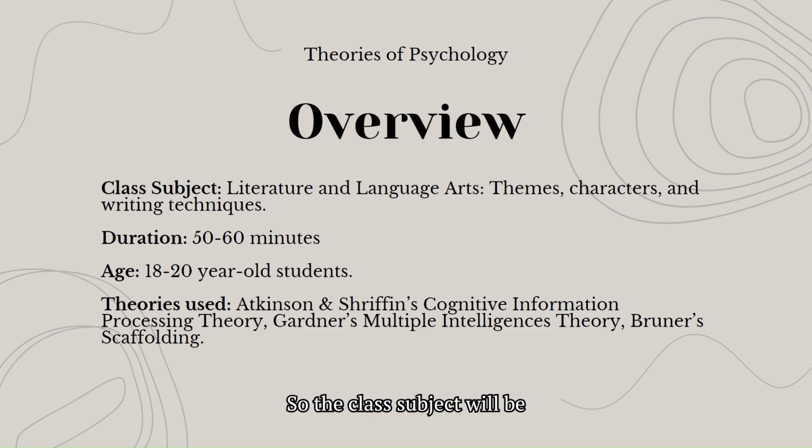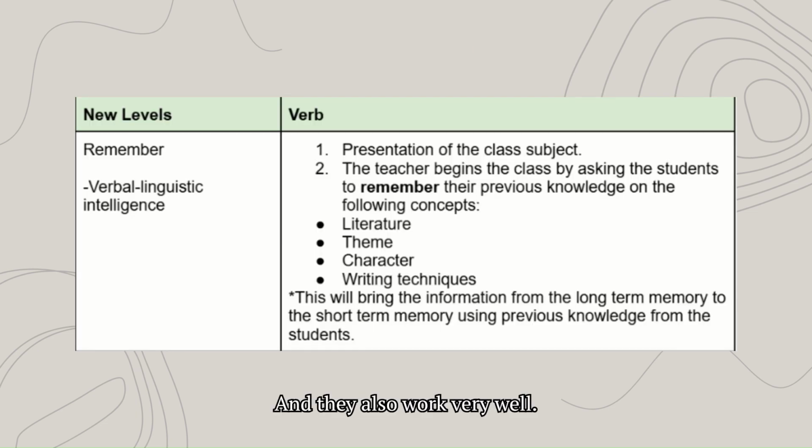The class subject will be literature and language arts, more specifically themes, characters, and writing techniques. The duration of the class will be from 50 to 60 minutes. The age of the students will be 18 to 20 years old. For the theories used, I chose Atkinson and Shiffrin's cognitive information processing theory, Gardner's multiple intelligences theory, and Bruner's scaffolding, because I think that all of these theories can be applied together and they also work very well.